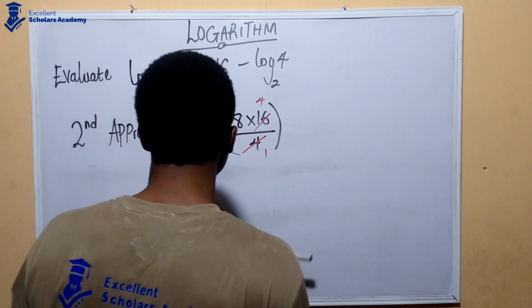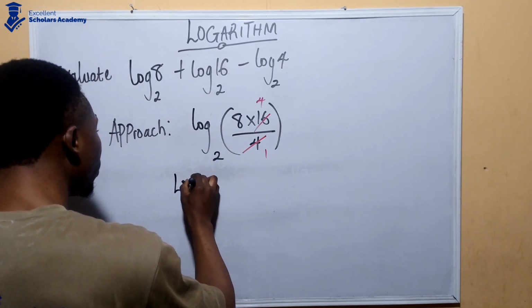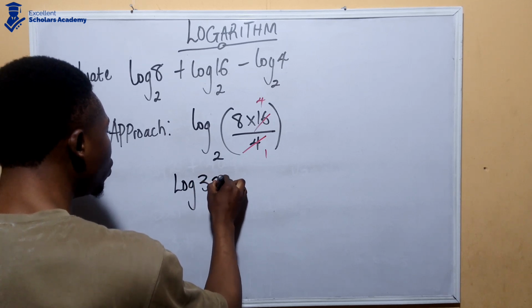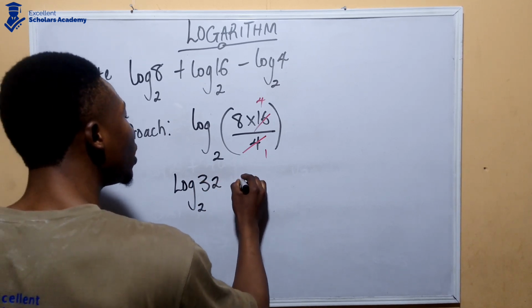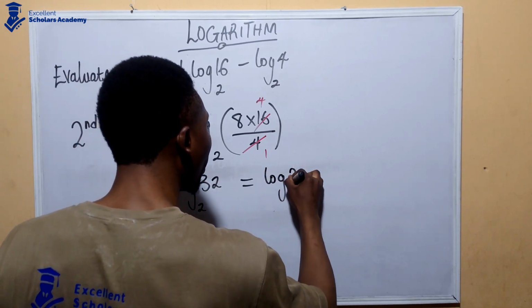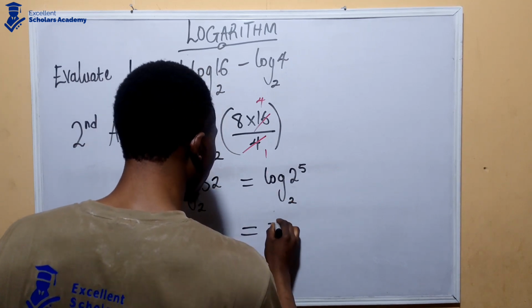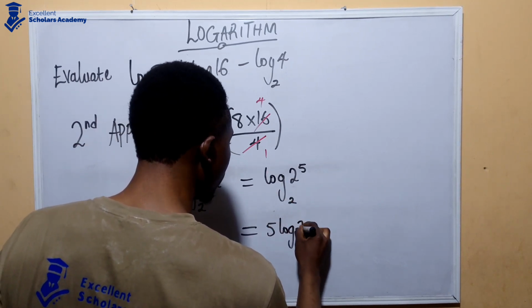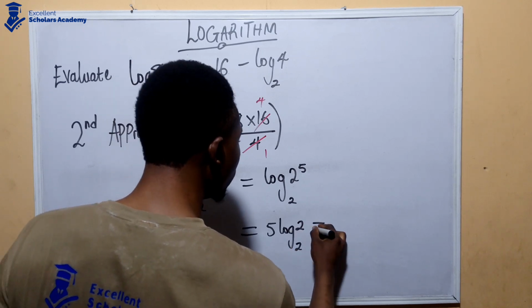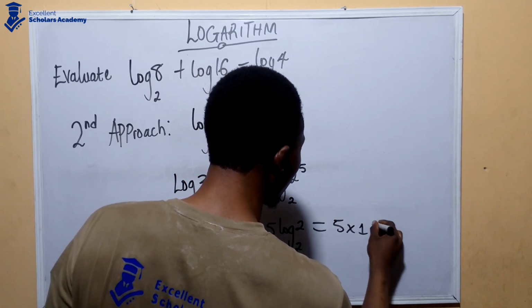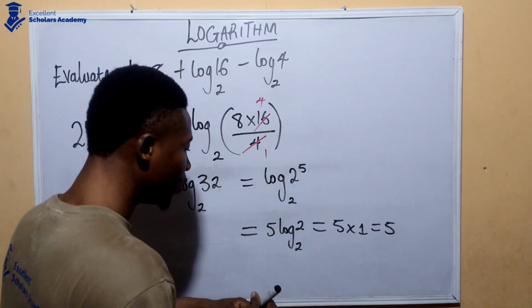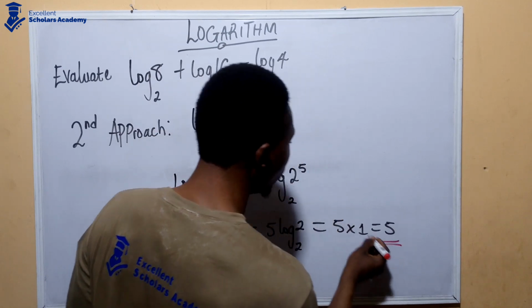Now 8 times 4 gives us what? 32. So you are going to be left with log 32 base 2. Now 32 can be expressed as 2 to the power of 5 base 2. So 5 comes behind. We're going to have 5 log 2 base 2. Log 2 base 2 gives us 1. So that's 5 times 1. So we have 5. This is the answer to this question.